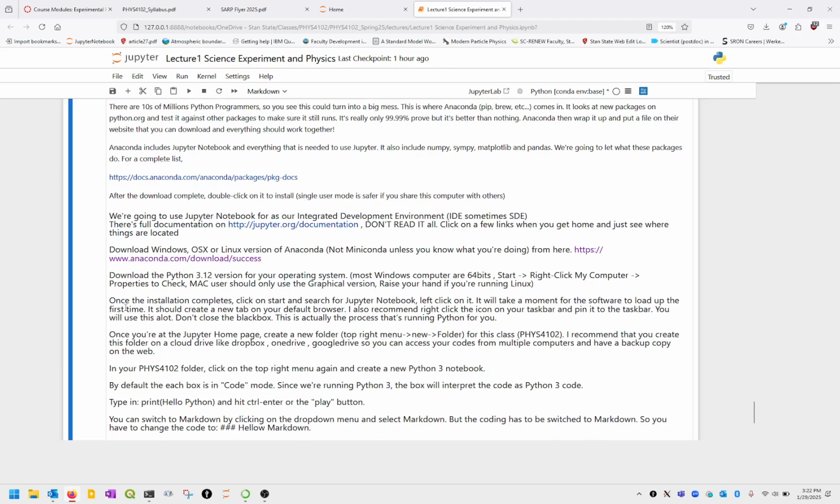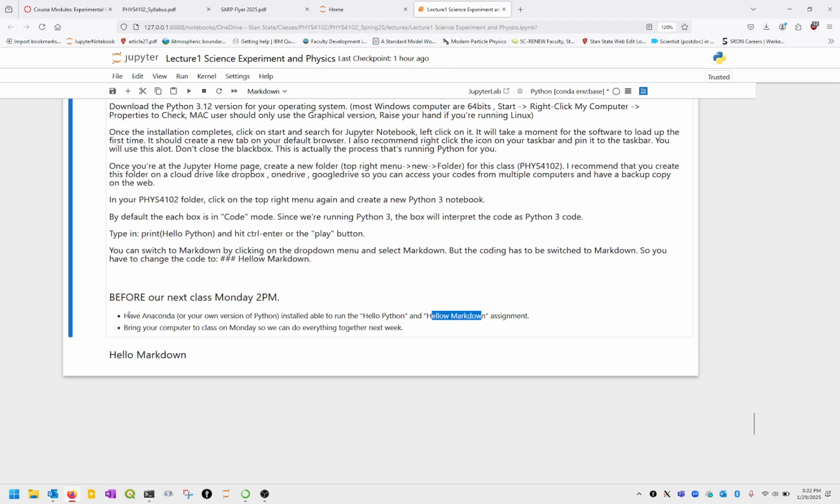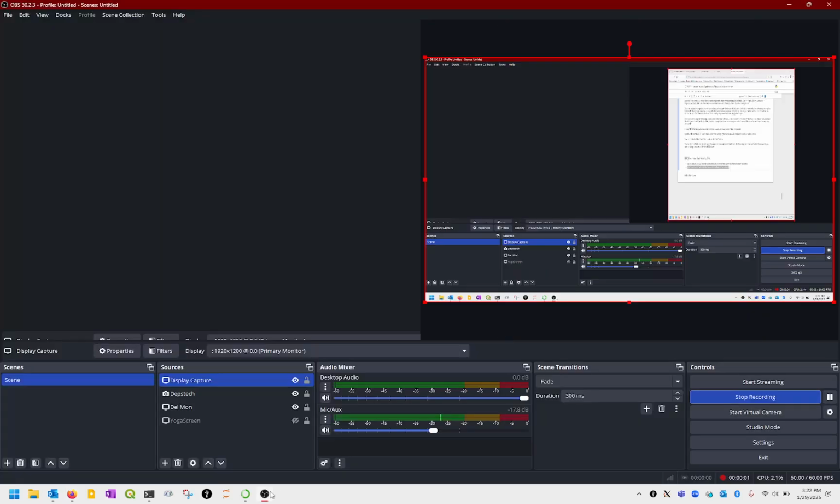So for Monday, bring your computer next Monday, because we're going to be going through this code ourselves. It's going to be super boring if you just sit there and listen, and you don't get to do it yourself. If you don't have a computer that you can bring to class, let me know. We can try to figure something else out. And I think that's it.